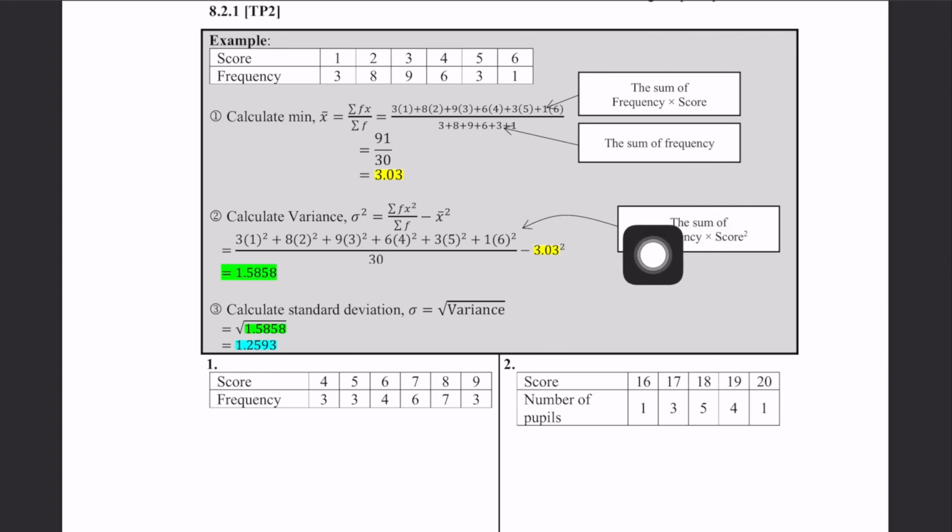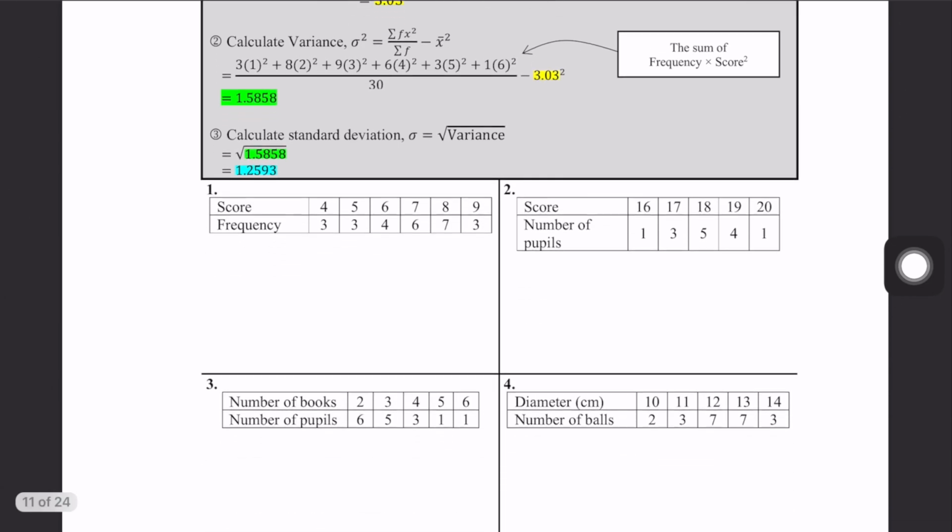And for variance, the formula is summation of fx square divided by summation of f, minus mean square, where the first part is the sum of frequency times score square. Not the frequency but the score, because usually students make a mistake over here. They square the frequency, but you need to square the score x, not the frequency f.